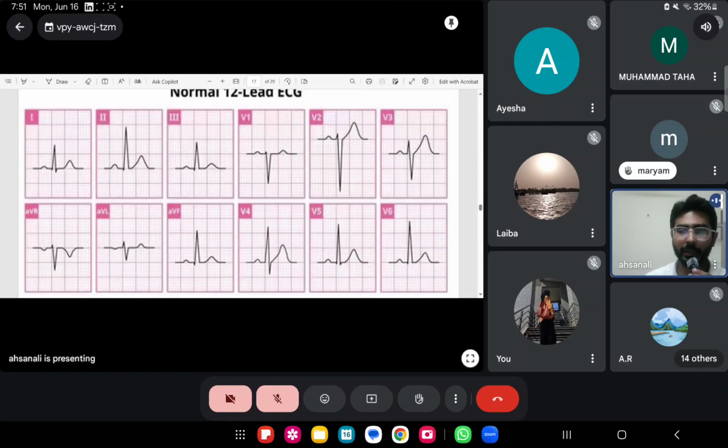So dextrocardia is basically when the apex of the heart, which is normally on the left side, is going to be on the right side. That is called dextrocardia.